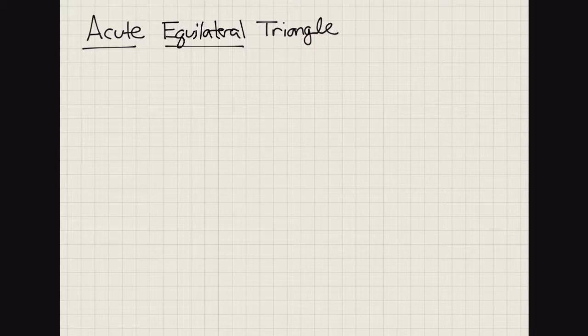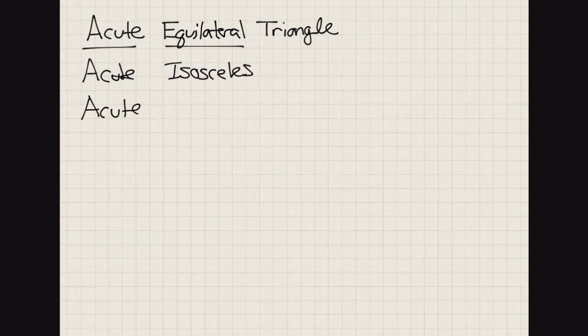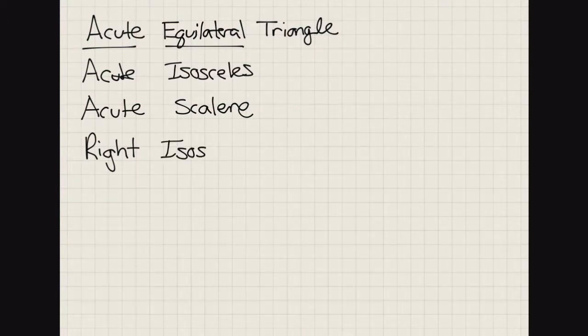You can, however, also have an acute isosceles. And you can also have an acute scalene. Okay, so those are three different acute triangles you can have that are also equilateral, isosceles, and scalene. As far as right triangles go, you only have two options. You can have a right what? Mary? Isosceles? Yep. And you can also have a right scalene.